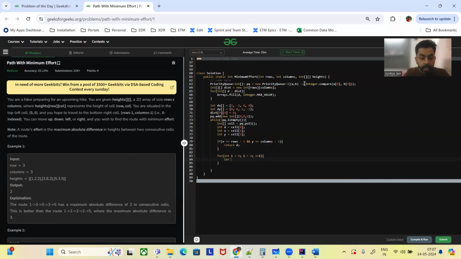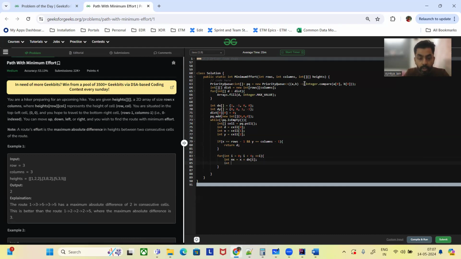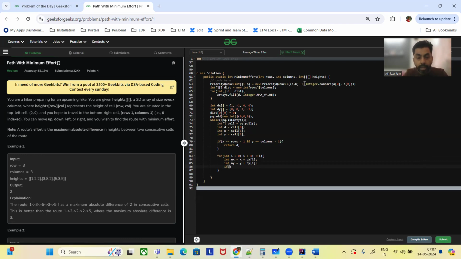So what we're going to do, int nx equal to the current cell x plus dx of i, which is going to give us a position, either top, left, bottom, or right, and ny equal to y plus dy of i. So we're going to check if it is a valid position, if it is not going below or above or out of the matrix, basically.